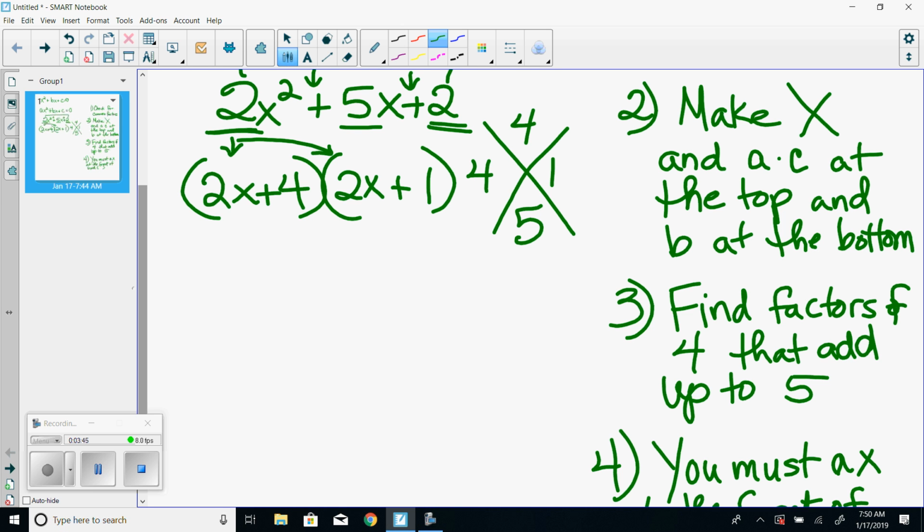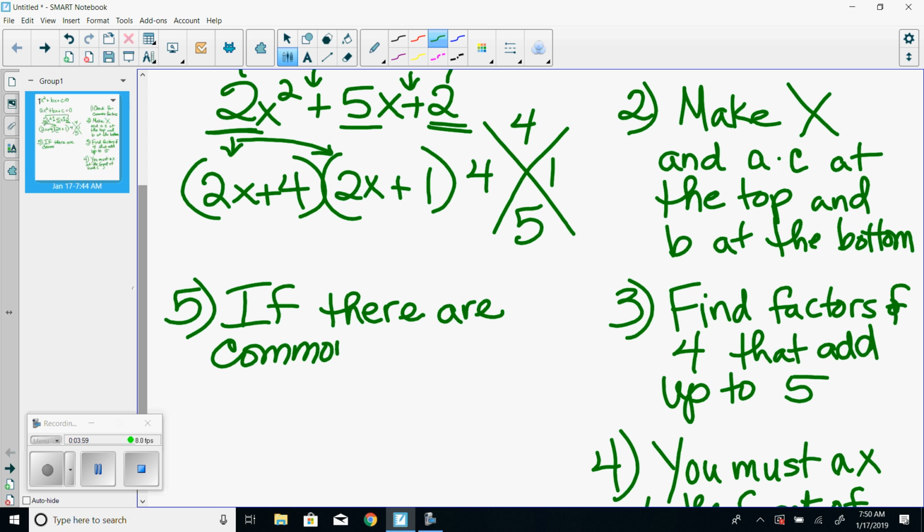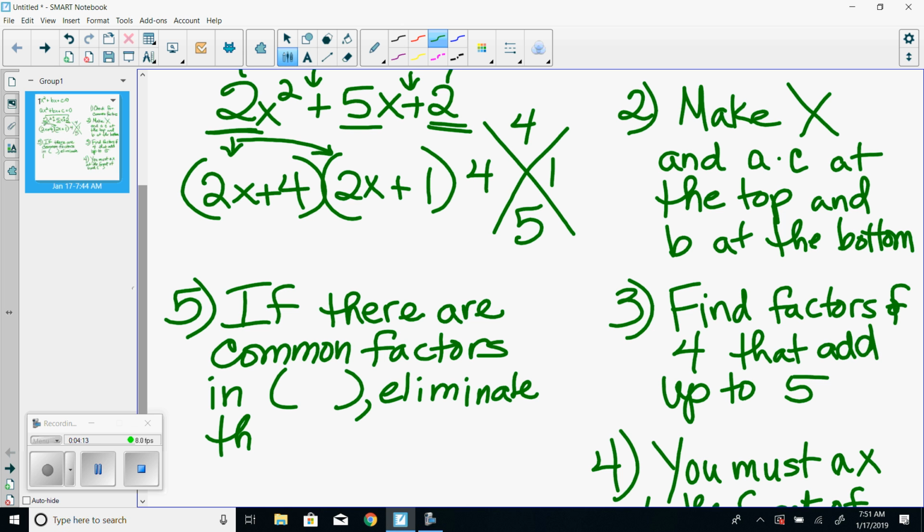Now there's one more critical step. I'm going to write it right here. Step 5. If there are common factors, you need to eliminate them in each of the binomials. So there's no common factor in this binomial, but the common factor in the first binomial is 2, so I'm going to eliminate it.